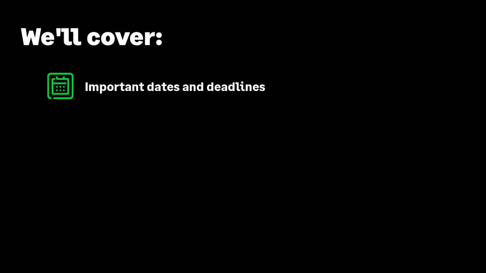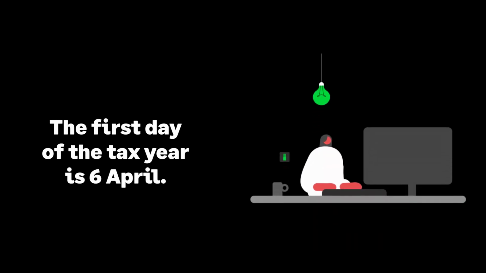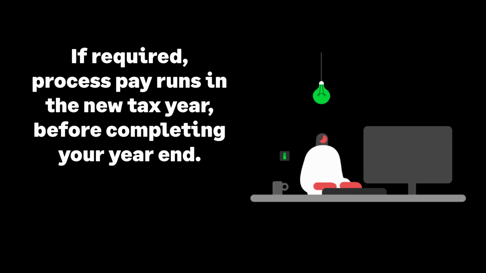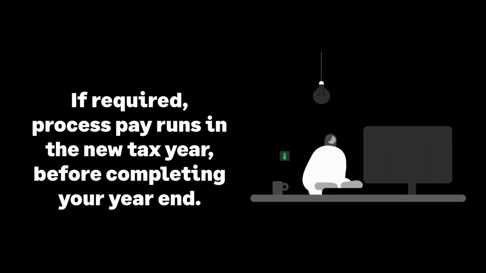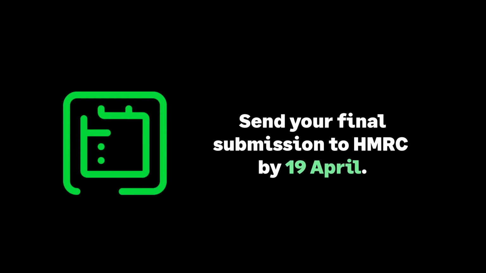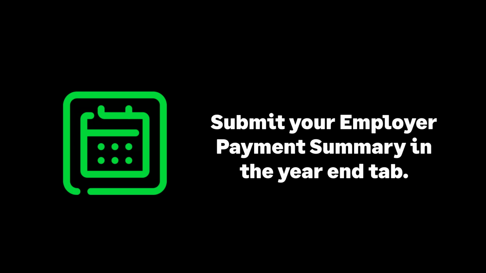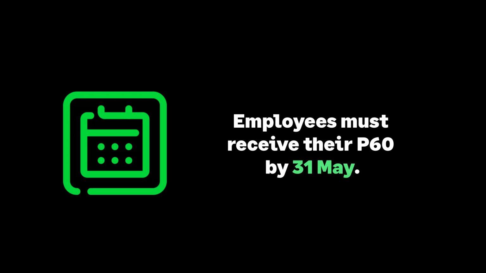Let's look at some important dates over payroll year-end. The 6th of April. This is the start of the new tax year. You can process pay runs in the new tax year, even if you've not yet completed your year-end steps. The 19th of April. This is your deadline for the final submission of the tax year. This is the employer payment summary within the year-end tab. The 31st of May. By this date, your employees should have received their P60s.